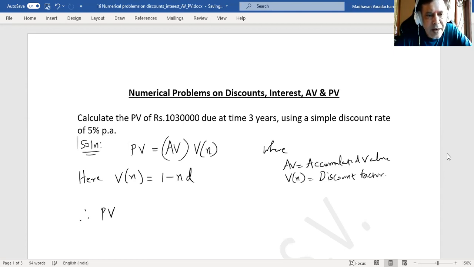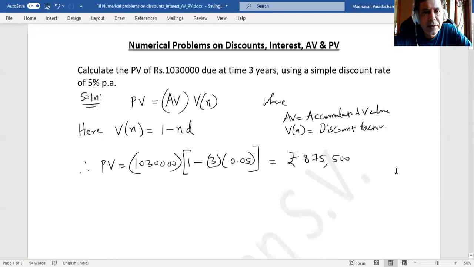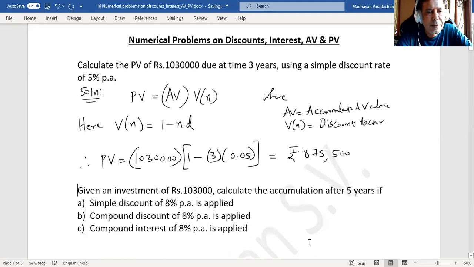Therefore, present value will be 1,30,000 times 1 minus N times D. N is given as 3 years, so 3 times the discount rate, which is 5%, so I'll write 0.05. If we evaluate this, we will get the present value as rupees 110,500. That is the solution for this particular question. Now let us move on to the next question.